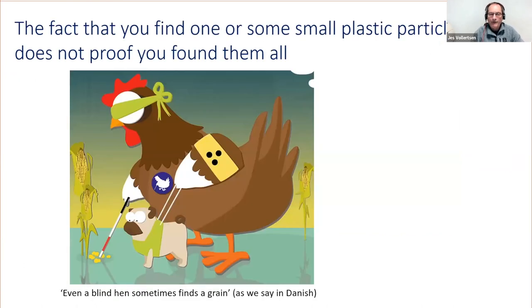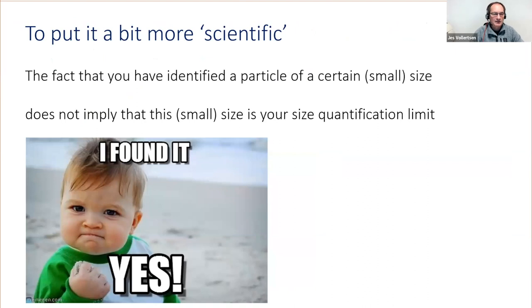One thing is sure. The fact that you find one particle of a certain small size does not prove you find them all, right? As we say in Danish, even a blind hen sometimes finds a grain. So the fact that you have filtered on a certain filter size, or that you found a very small particle, does not mean that this is your quantification limit. So this is something that most people have been overlooking when they have reported the data, this issue about what is actually the limit of detection, the limit of quantification, because it's not the smallest detectable particle, right? It's the smallest particle size you can quantify to, which we're interested in. And this has very seldom been reported in the literature.